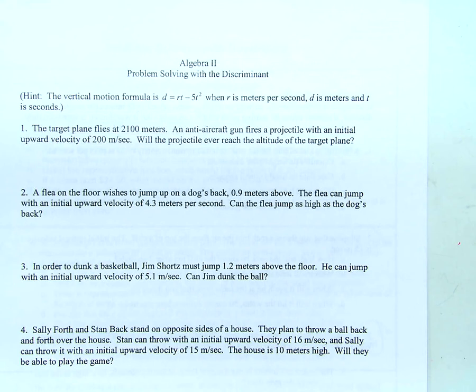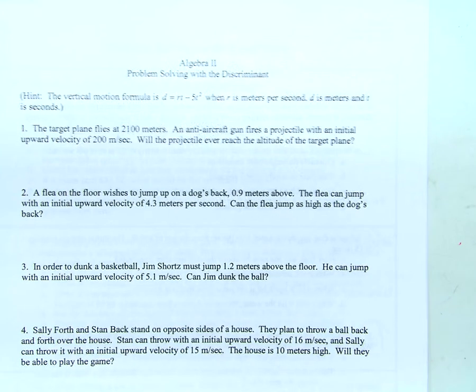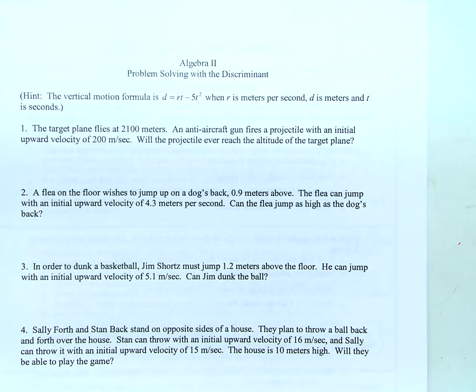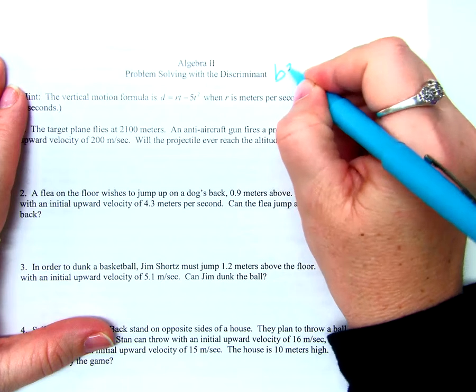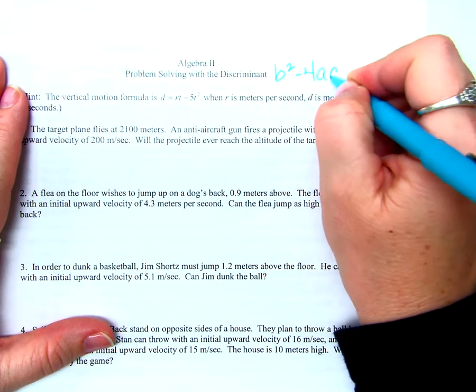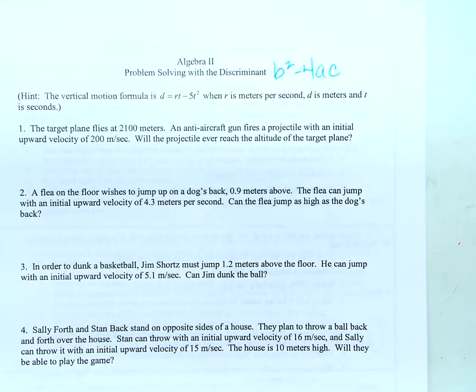Anybody have any idea where to look? Maybe you could look in your notes? What is the discriminant? B squared minus 4AC. B squared minus 4AC is the discriminant.